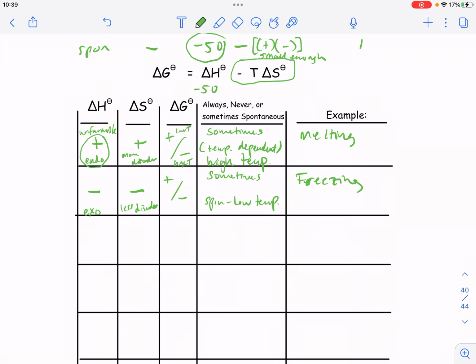So if we keep temp low, then we'll get a spontaneous overall process. Okay, if we make the temp bigger, if we go to a high temp, then this one becomes larger.